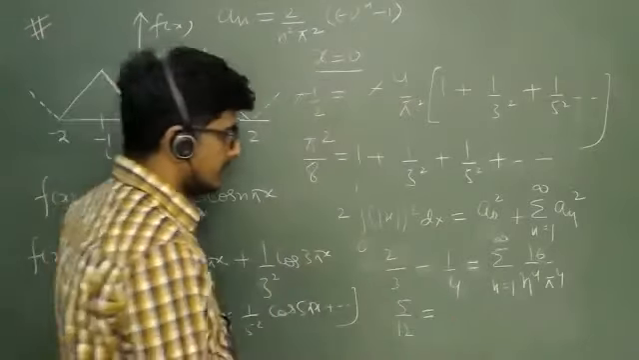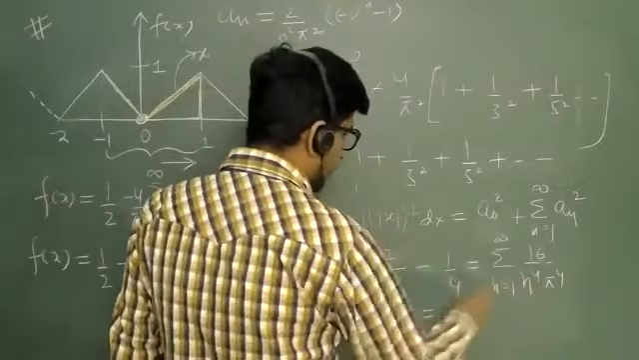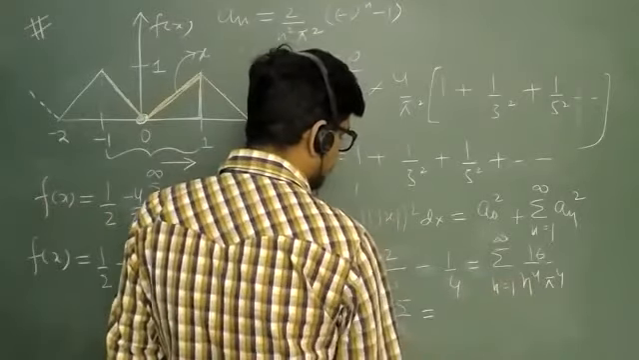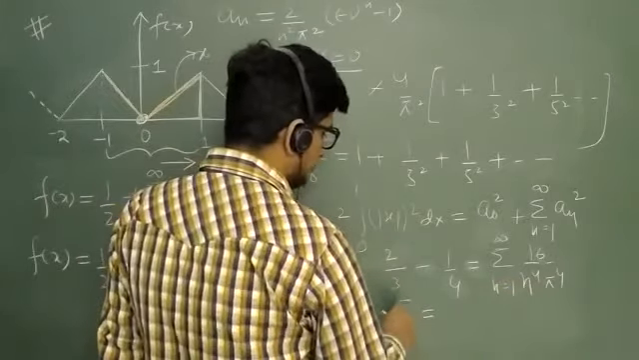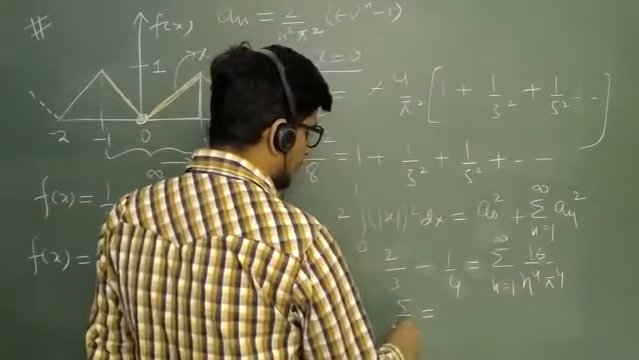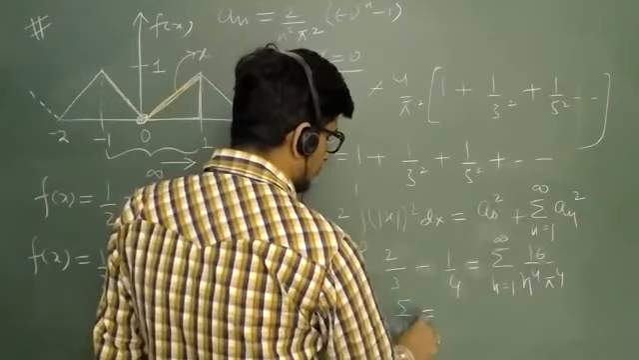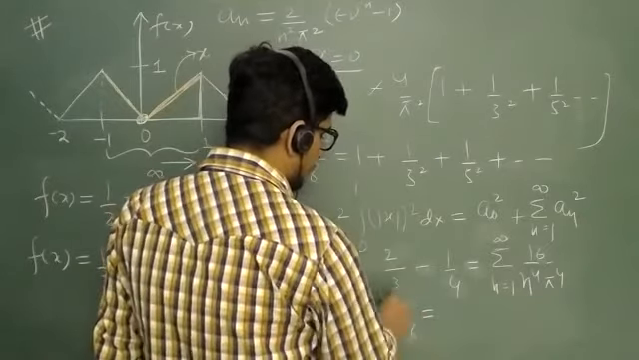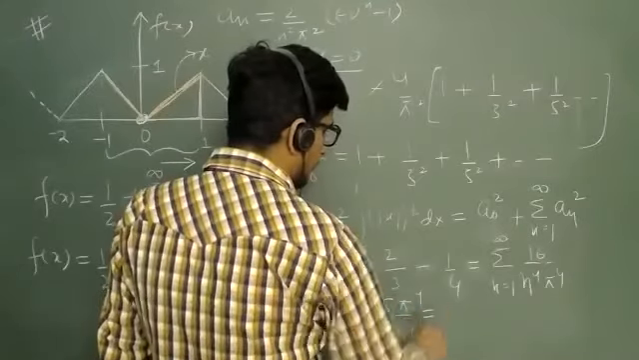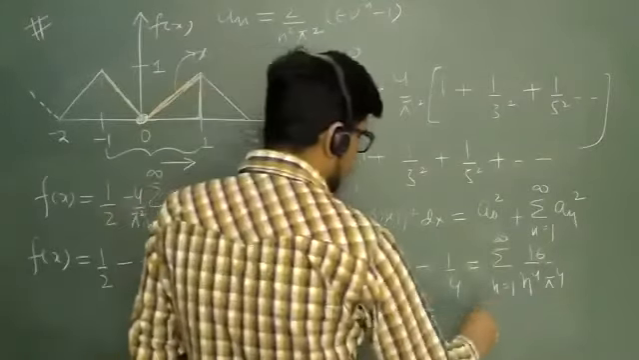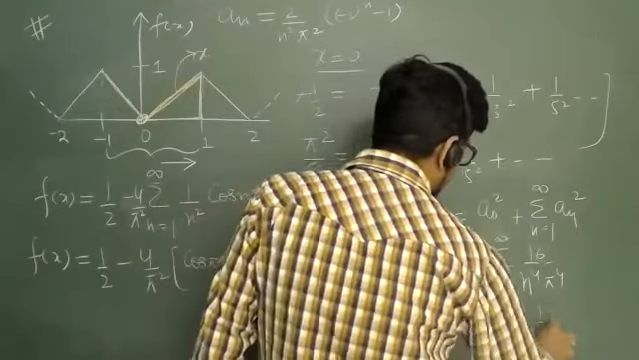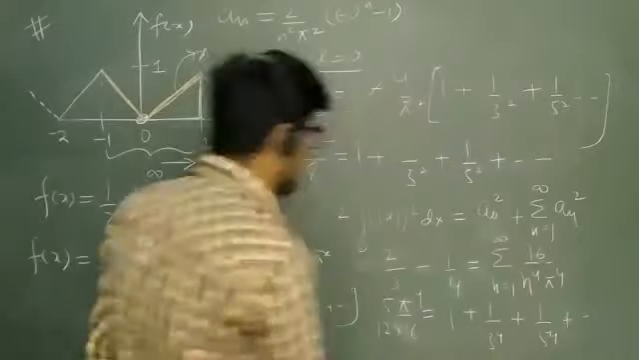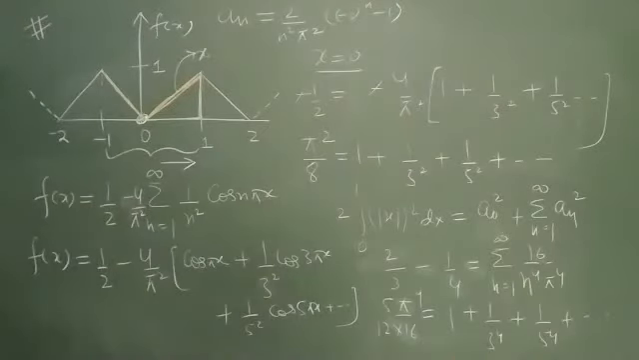Yes. And pi to the power 4 will come this side. Write everything together. It will become 5/12, so 12 into 16 and here 5 pi to the power 4, and that is equal to 1 plus 1/3 to the power 4 plus 1/5 to the power 4 plus that. So this type of series is formed by using Parseval's.